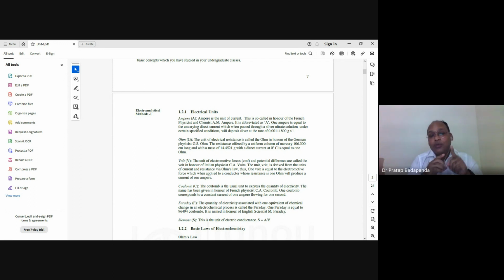That unit is very important, because when I started, I told you interconversion is there, so you have to be careful about the interconversion. Then Coulomb is the unit used to express the quantity of electricity. Faraday is there. 1 Faraday is 96494 coulombs. So Coulomb will be converted into Faraday, and Faraday will convert into Coulomb. This is the interconversion scenario, so you have to use these things in a particular manner.